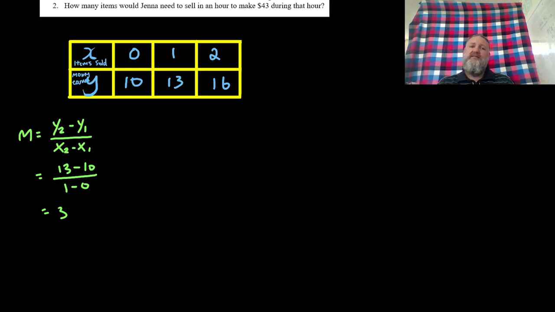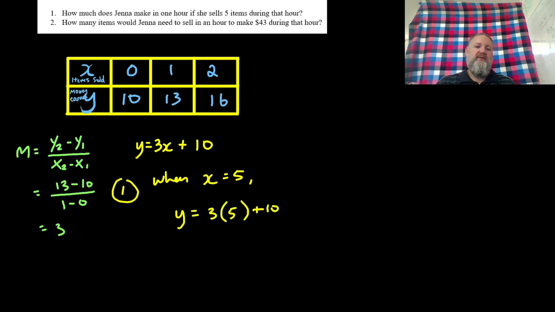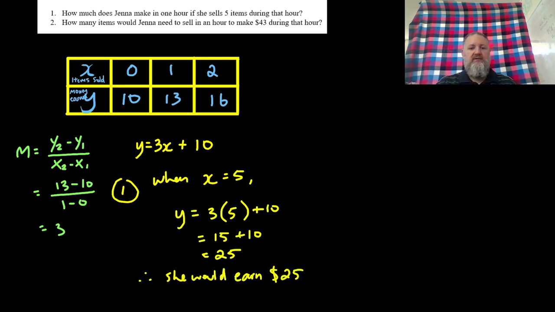The only other thing I need is my y-intercept. Do I have it? Well, actually I do. When x is 0, y is 10. So I know the whole thing: y is equal to 3x plus 10. That's my linear equation for the question I'm working on here. So I can now work it out. What will she make when she sells 5 items? When x is 5, y will be equal to 3 times 5 plus 10, which is 25. She would earn $25 for that time.